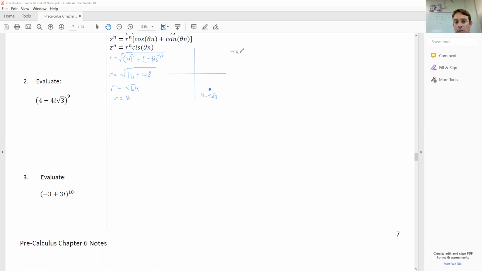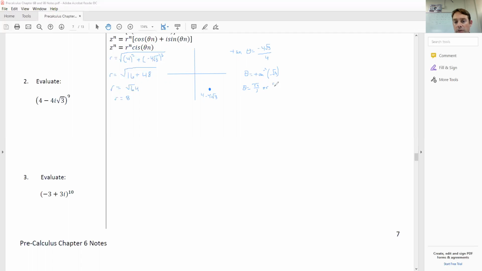So tan of this angle is b over a, so negative 4 root 3 over 4. So that means that the argument or the angle is the inverse tangent of negative root 3. So that means it could be 2 pi over 3, or it could be 5 pi over 3.